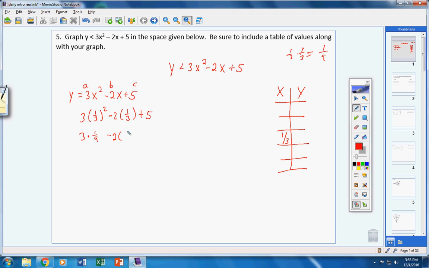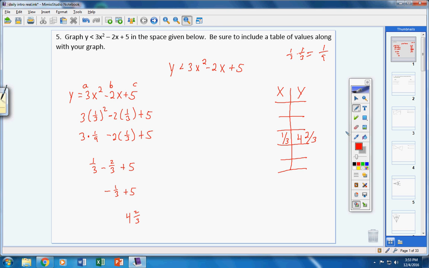Bring down your negative 2 times 1/3. Bring down your positive 5. Now, 3 times 1/9 is 1/3. Negative 2 times positive 1/3 is negative 2/3. And then bring down your positive 5. Now, 1/3 minus 2/3 is a negative 1/3. Positive 5. And then 5 minus a third, or negative 1/3 plus 5, would be 4 2/3. So there we go.